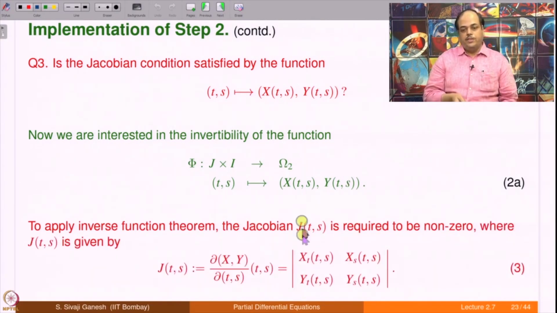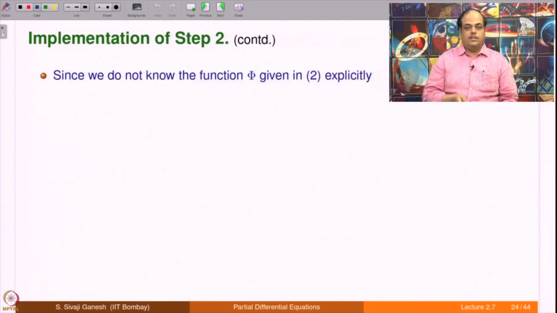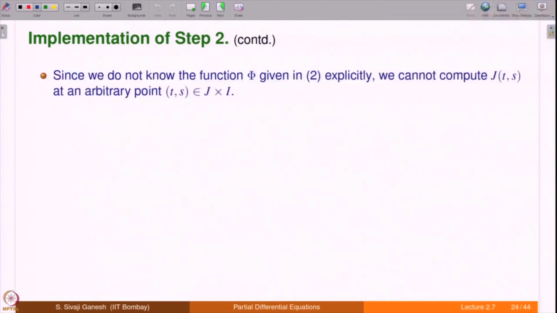Now, we have to compute xt at (t,s), yt at (t,s), xs and ys at the point (t,s). Now, xt at (t,s) is A, it is known, yt at (t,s) is also known, xs at (t,s) is not known. What we actually know is xs at (0,s). That is the reason why we stick to t equal to 0 now. Since we do not know the function explicitly, we cannot compute J at an arbitrary point (t,s) in J cross I, which you can read as R cross I.